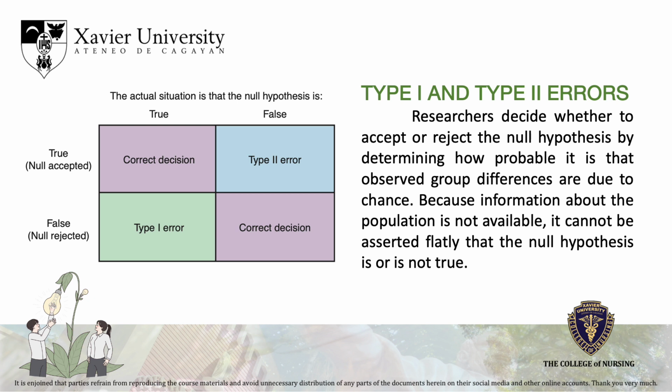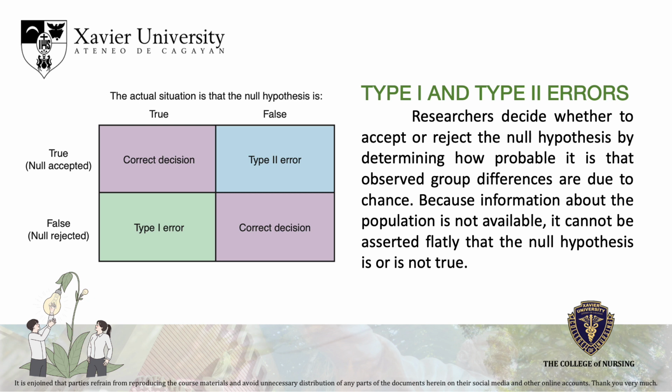Researchers can make two types of error: rejecting a true null hypothesis or accepting a false null hypothesis. As you can see, our figure summarizes the possible outcomes of researchers' decisions. Researchers make a type 1 error by rejecting the null hypothesis that is in fact true. For instance, if we concluded that the film was effective in promoting breastfeeding, when in fact group differences were due to sampling error, we would have made a type 1 error. So, a false positive conclusion.